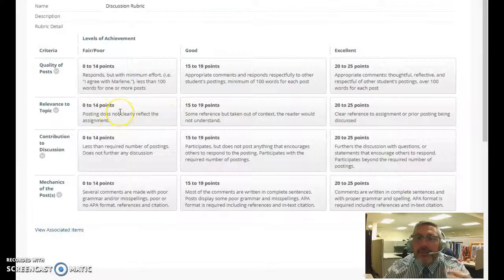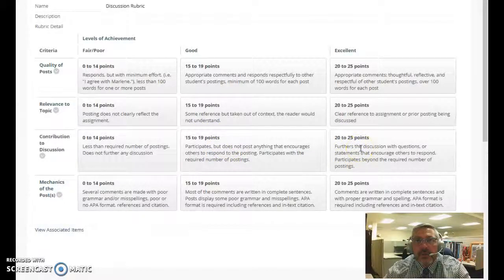Relevance to topic. Did you clearly answer the question? Was it thoroughly answered? If not, I will try to redirect you like I said, and you respond to me and you get the right information, you'll get full points for that. If you've got some semblance of what's going on but you haven't completely answered, then you may be getting a good. The contribution to the discussion, as I've said before, you have to have 4 separate posts on 3 separate days. If you give me 4 separate posts on 3 separate days, you've met the requirement. That means you get a good, so 15 to 19 points.